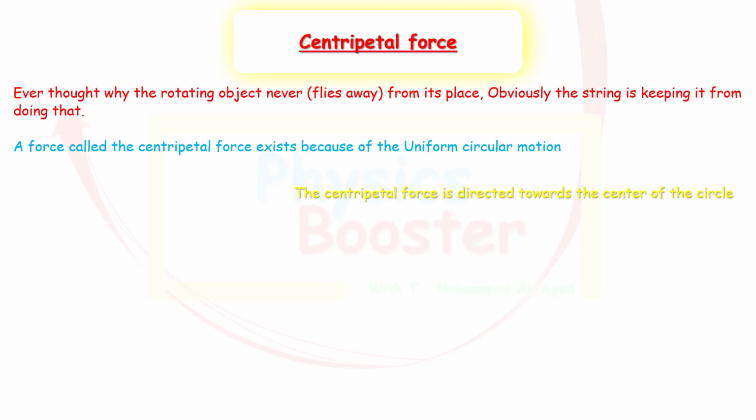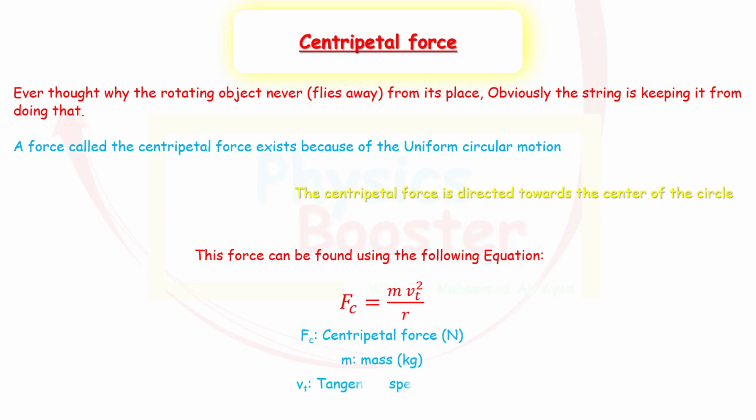The centripetal force is always directed towards the center of the circle. So this force can be found using this very simple equation. We can say that centripetal force is equal to mv squared over r. Actually, it is very much related to Newton's second law. Actually, it is Newton's second law because we know that force is equal to the mass multiplied by acceleration.